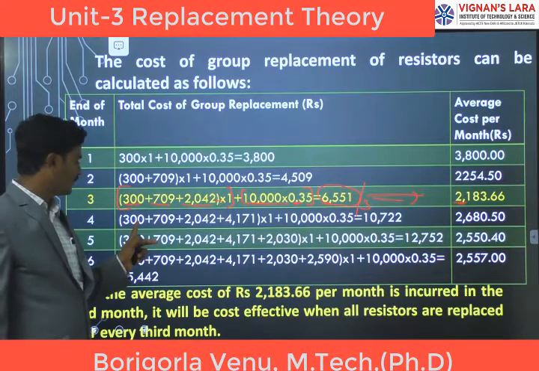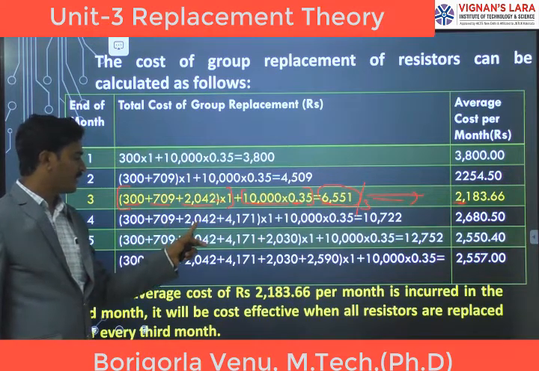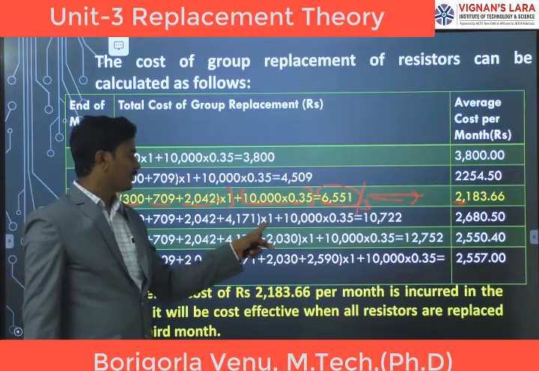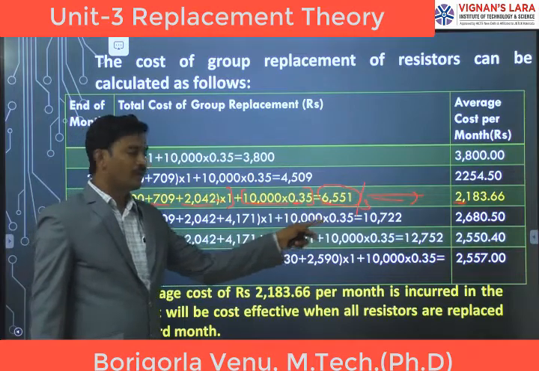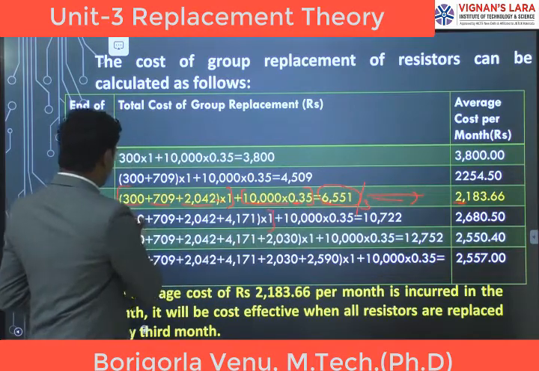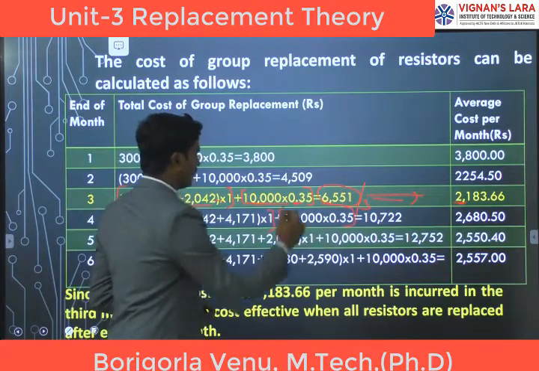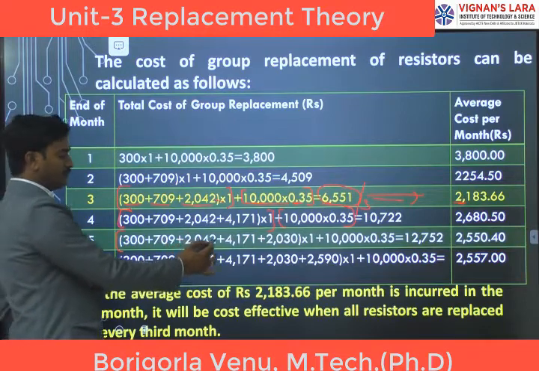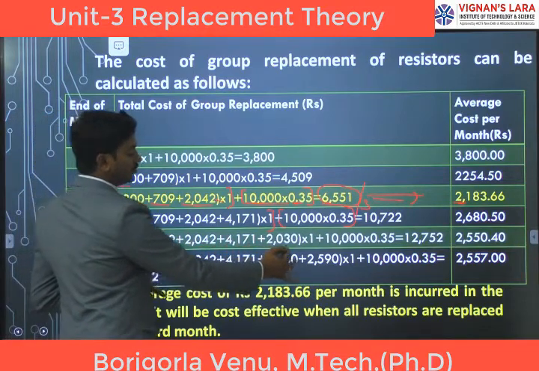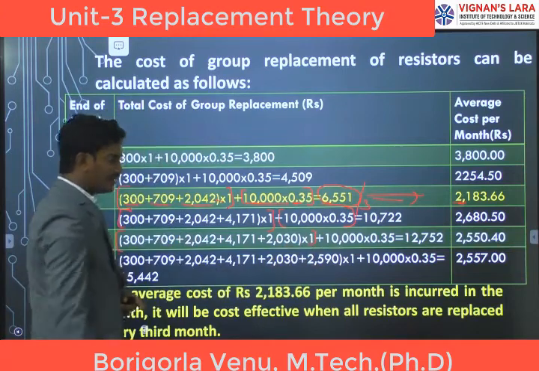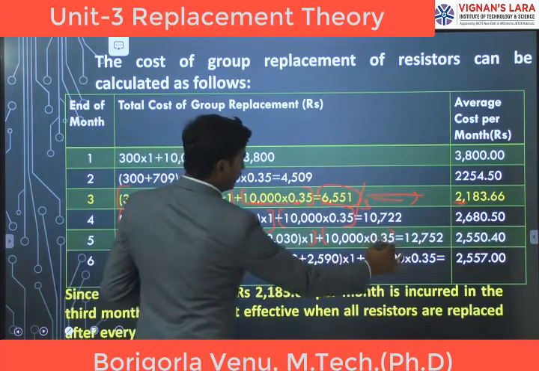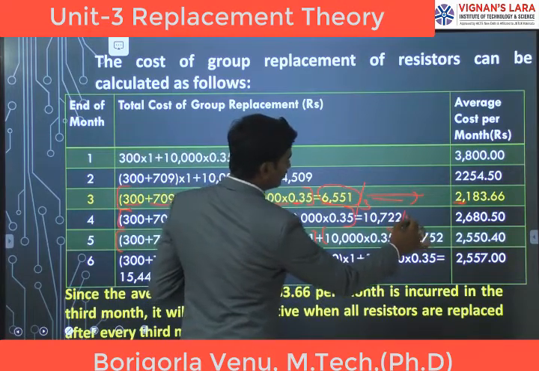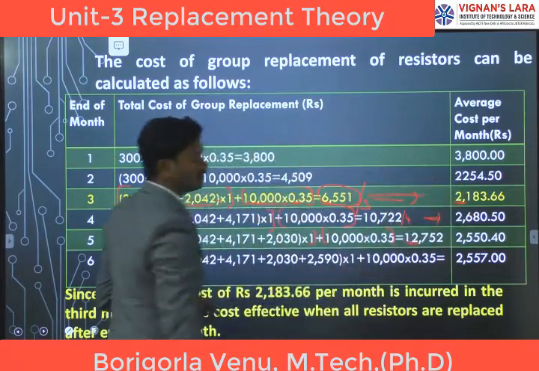Similarly, coming to the fourth month: first month failure 300, end of second month 709, end of third month 2,042, end of fourth month 4,171 into 1, and 10,000 into 0.35. These are two separate terms. Adding these gives 10,720, and 10,720 by 4 gives the average cost per month, 2,680.